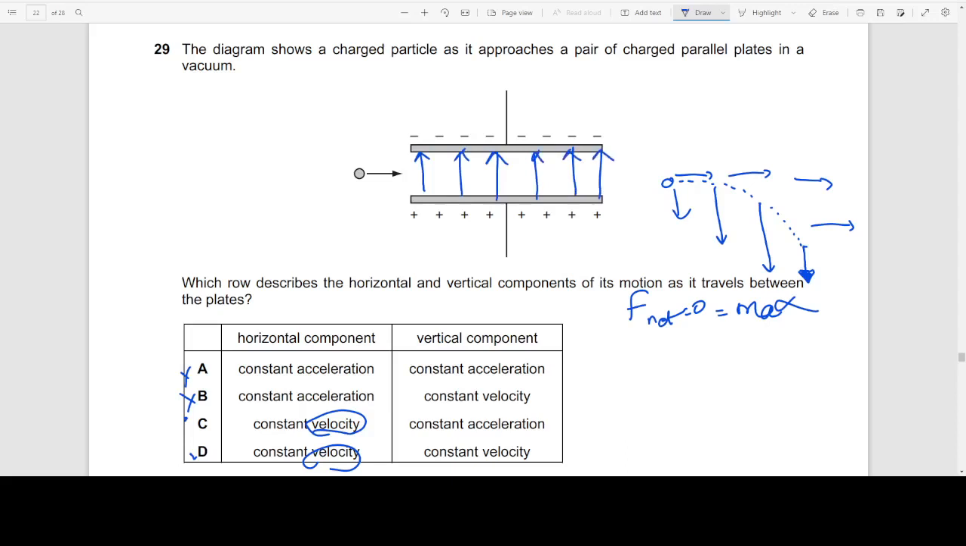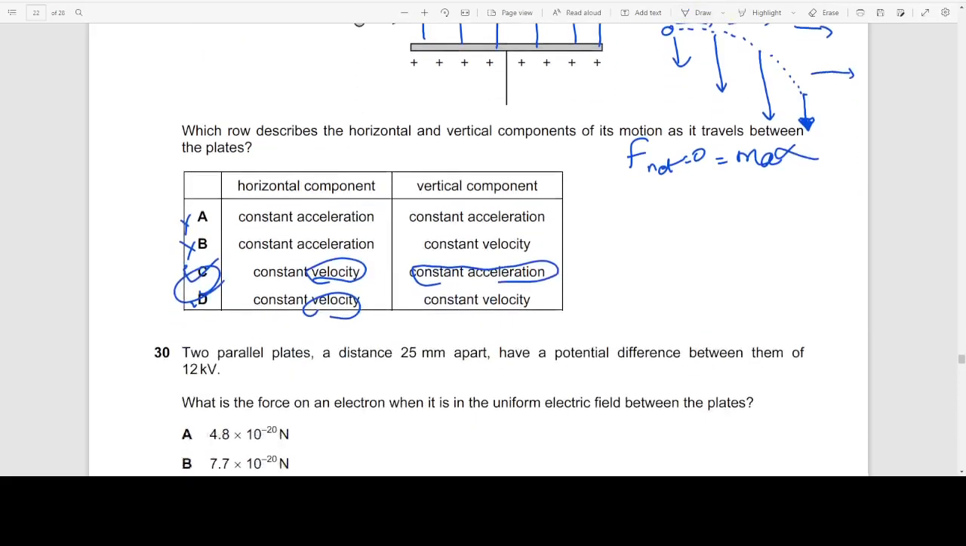Since the electric field is constant, the electric force will be constant, which means there will be constant acceleration, because force is constant. So the answer is going to be C, not D, C.